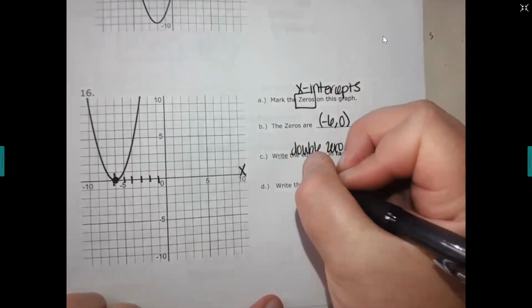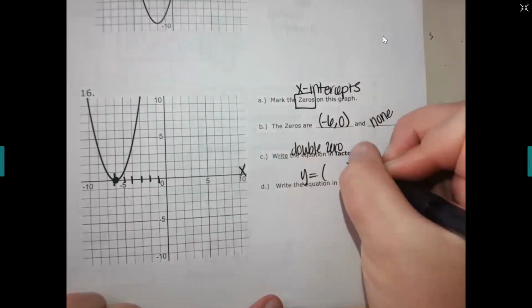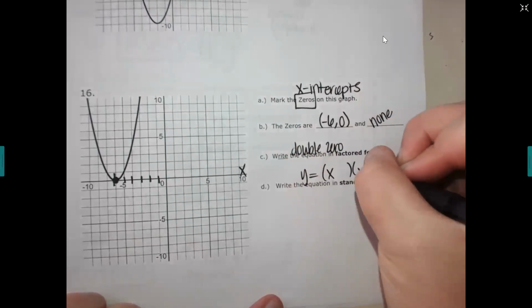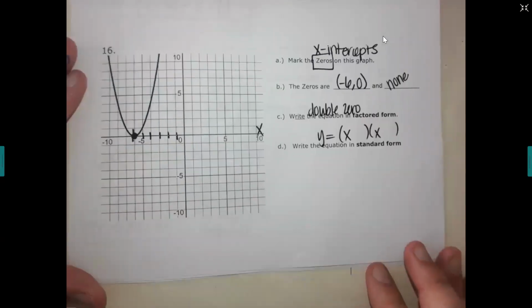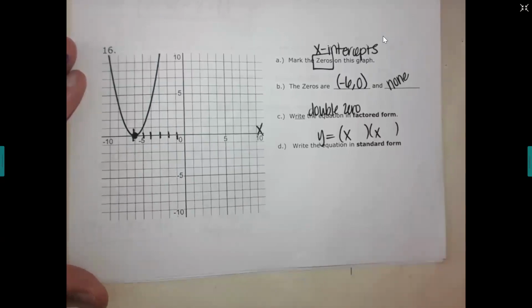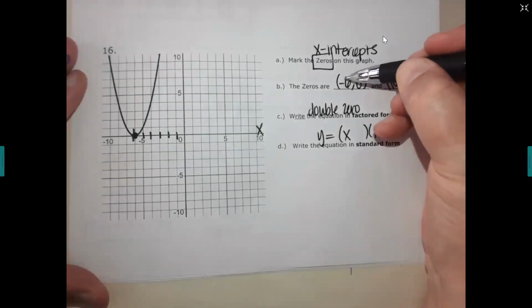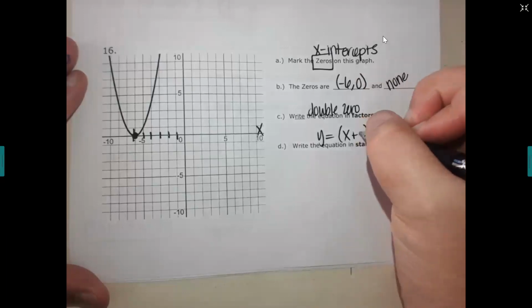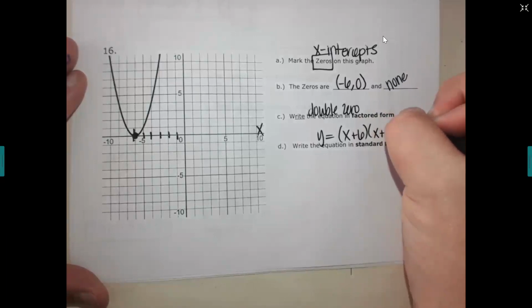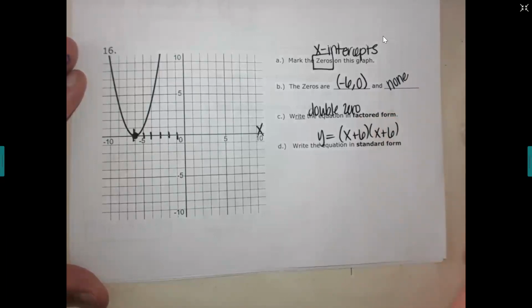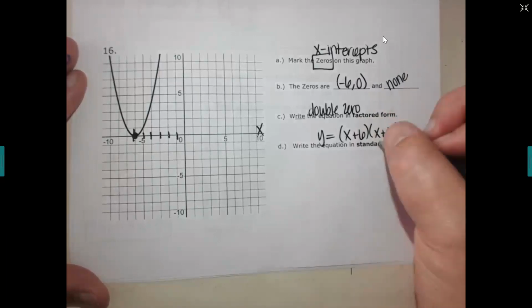So for the factored form, we're gonna do y equals parentheses, parentheses. And if it crosses at a -6, then remember, we're always putting the opposite of that in parentheses. So if it's a -6 here, then I'm gonna switch this to a +6. And then since that's the only answer, that means it's a double zero, then I'll just put +6 again.